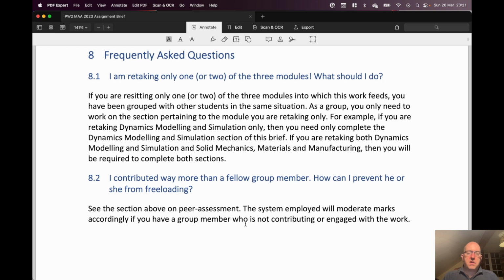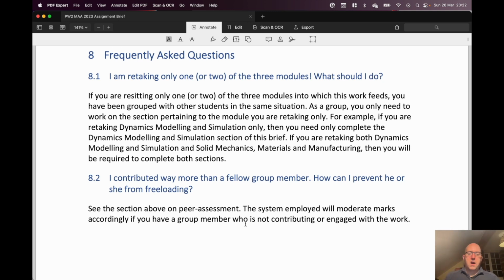If you're only taking one of the modules, so either solid dynamics modeling simulation or solid mechanics materials and manufacturing, then clearly you only need to do that bit that's relevant to the retaking, because, like I said, these parts are distinct, they're marked separately, and they feed into the different modules. If you're not doing solid mechanics materials and manufacturing because you passed it last year, but you are doing dynamics and modeling simulation, then you only need to do the dynamics and modeling section of the work, and vice versa. So if you passed dynamics and modeling simulation last year, but you're retaking solid mechanics materials and manufacturing, then you only do the structures and materials bit of the project week activity.